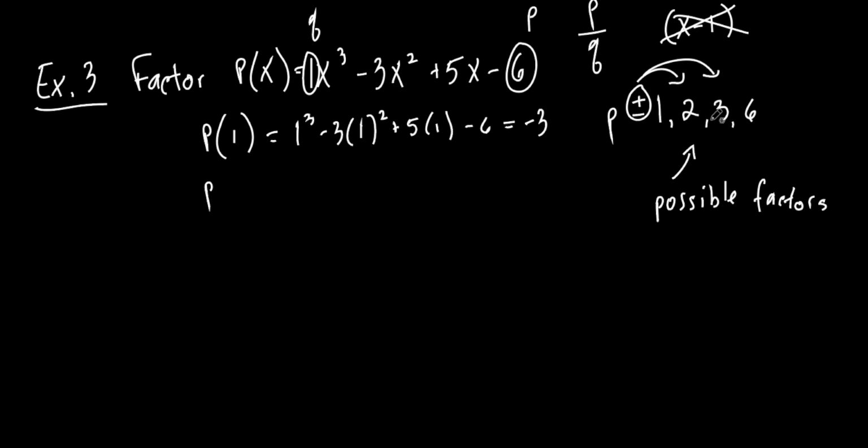I like to start with the smaller ones and just work my way up. Most of the time, you're not going to have to do 4 or 5 of these things. You do 2, maybe 3, before you find your first factor. But let's try negative 1.